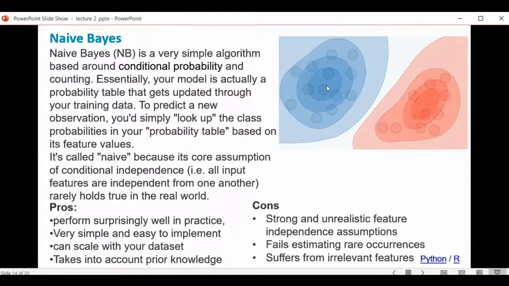Basically each table for each class has parameters based on the features of your data, and you look up the class probabilities in your probability table based on the feature values of your input. It's called naive because its core assumption is the conditional independence of each point in the input data, i.e. that all input features are independent from one another. This is rarely true in the real world, but despite this, they perform surprisingly well, despite the fact that they're so simple and easy to implement.